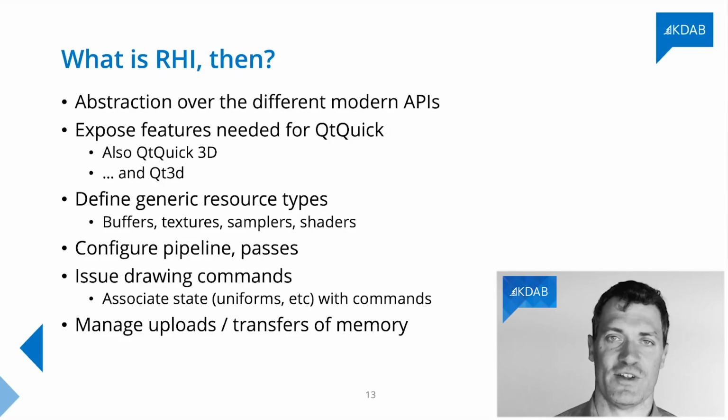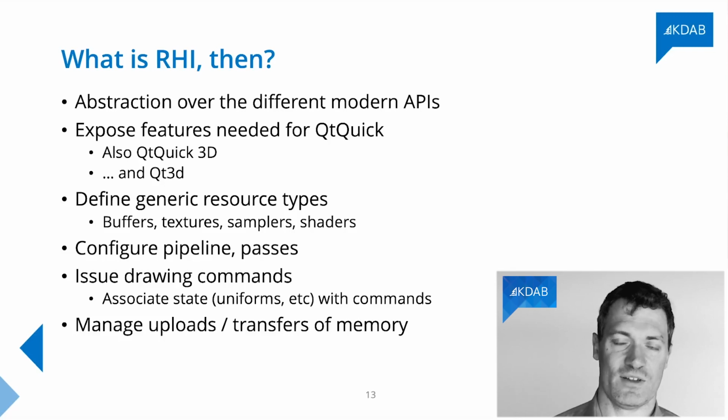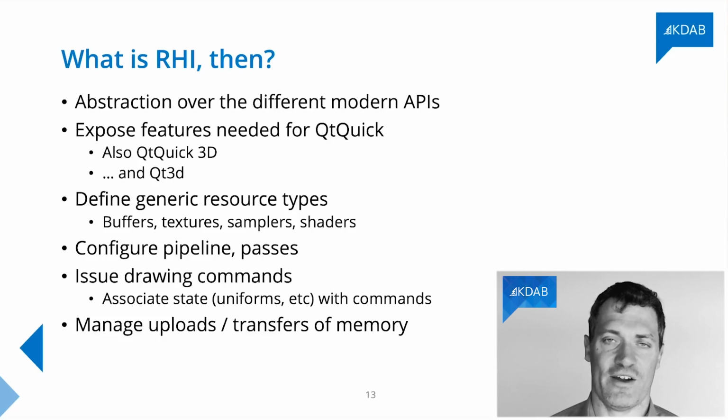What does RHI do then? Well, it abstracts Metal, Vulkan, D3D, potentially other APIs in a single API that higher levels, such as the Qt Quick scene graph, can work with. It gives features to support the 2D rendering you did in Qt Quick, but also in Qt Quick 3D and Qt 3D. It does not target 2D or 3D particularly, it's simply exposing the features that the rendering hardware can support. It defines generic types for various standard concepts, such as a buffer, a texture, and other kinds of resources.